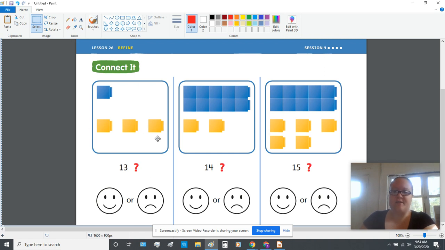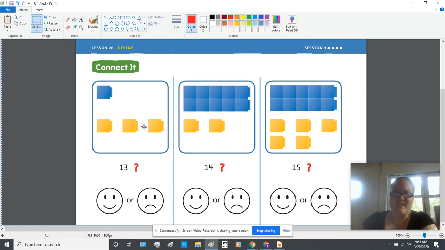So let's look at this first one. I see a blue cube, and I see some yellow cubes. But do I see a group of 10 blue cubes and some yellow extra cubes? No, I just see 1 little blue cube. So let's see how many they have. 1, 2, 3, 4. Well, the person who did this says they have 13. I wonder how they got 13. What did they do wrong?